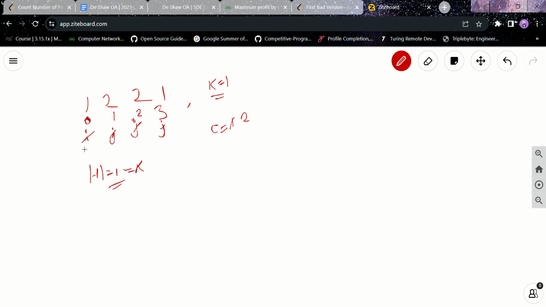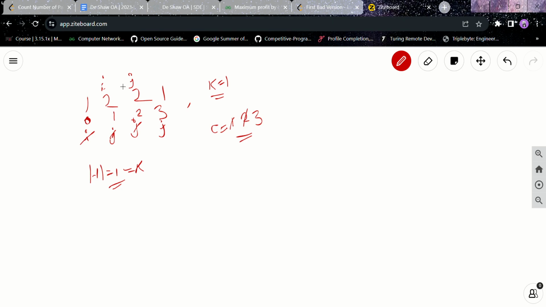Now again we increment our i to index 1 and j would be greater than i. Now check 2 minus 2 is 0, not equal to k. Then 2 minus 1 will give 1. So again we got one more pair, so we have a total of 3 pairs till now.